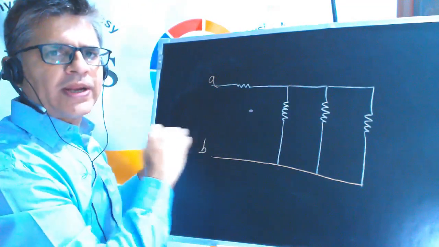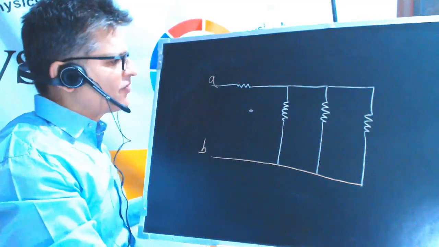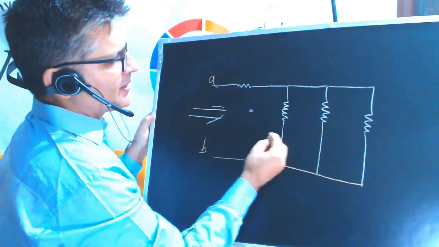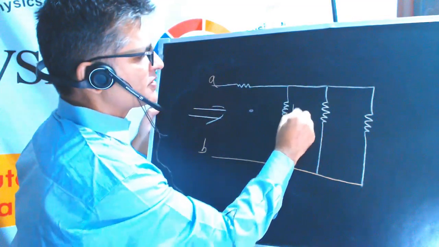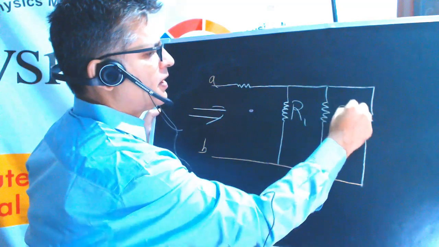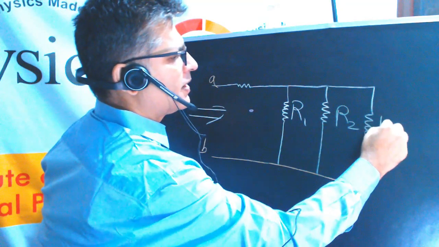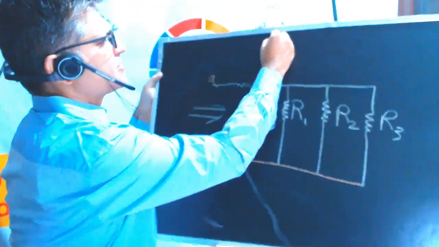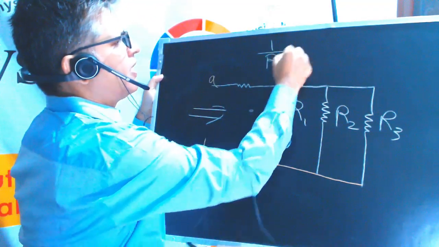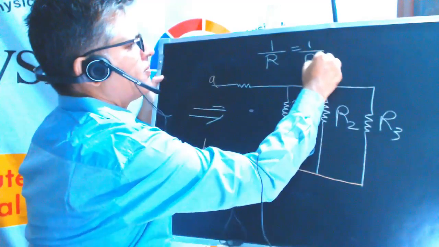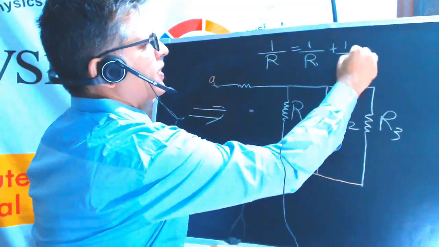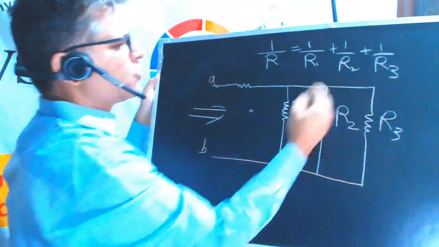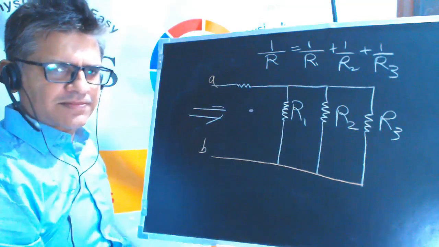So if you look into this circuit, from the point of view which is this, you would find that these three resistors, which is R1, R2, and R3, are in parallel. So you can find the equivalent resistance for all of them using 1 by R is equal to 1 by R1 plus 1 by R2 plus 1 by R3, right? So you can find one equivalent resistance.